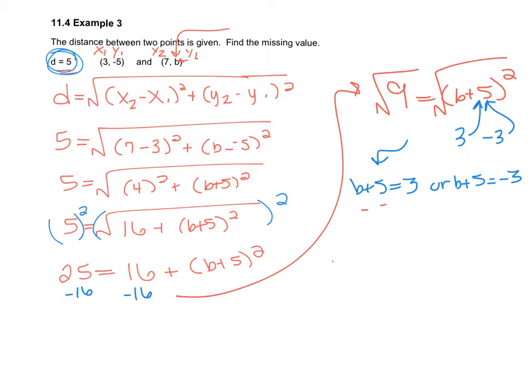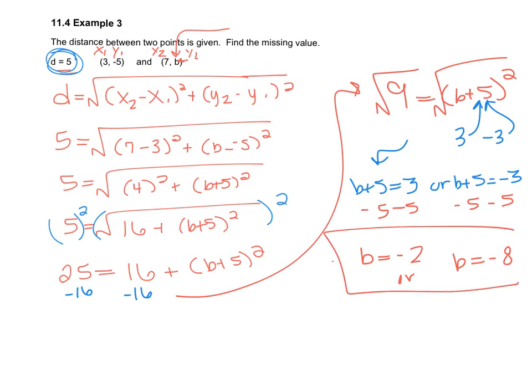So now if I subtract 5 from each side, I find out that a value of b equal to negative 2, or a value of b equal to negative 8, will result in a distance of 5 units. So basically it's saying that there are two potential values for b that could result in a point that has a distance of 5 units from the point (3, negative 5).